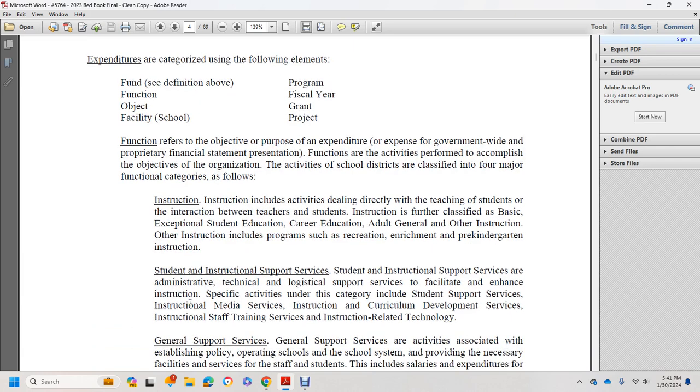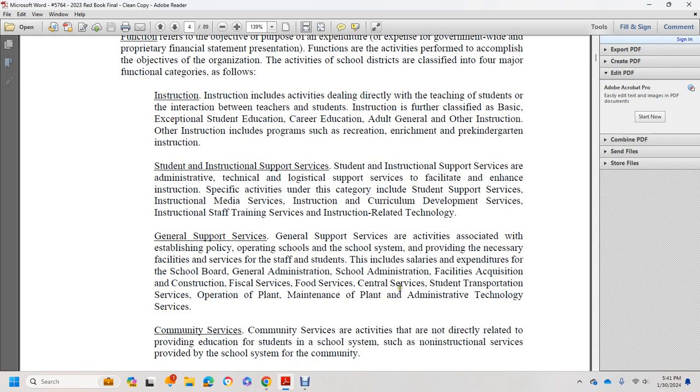Student and instructional support services. Student and instructional support services are administrative, technical, and logistics support activities to facilitate and enhance instruction. Specifically, activities under this category include student support services, instructional media services, instruction and curriculum development services, instructional staff training services, and instructional-related technology.